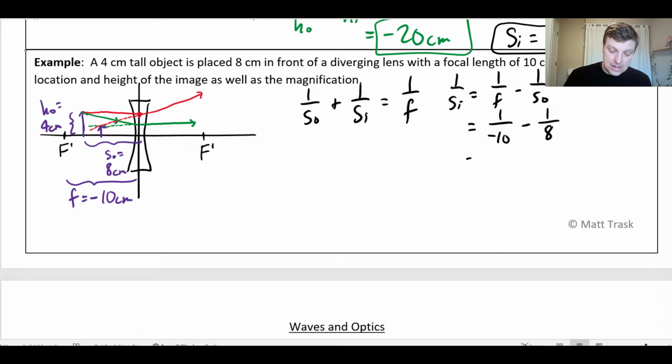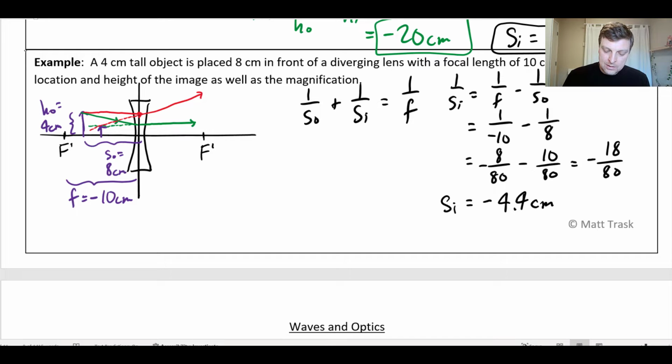Which gives me, let's see here, negative 8 over 80 minus 10 over 80, which gives me negative 18 over 80, which when I invert that back over, my image distance is going to be about negative 4.4 centimeters. Okay, now taking a look at that picture, yeah, that seems about right. It's smaller than 8 for sure, and it's definitely negative because it's virtual, and so that makes sense.